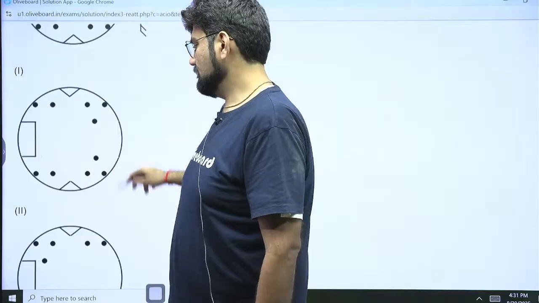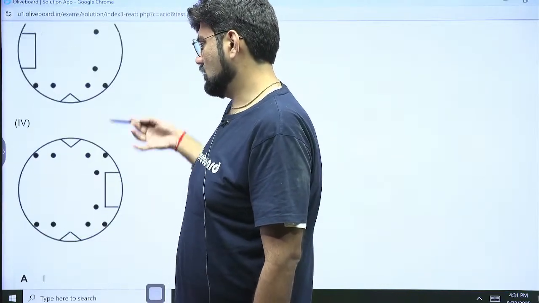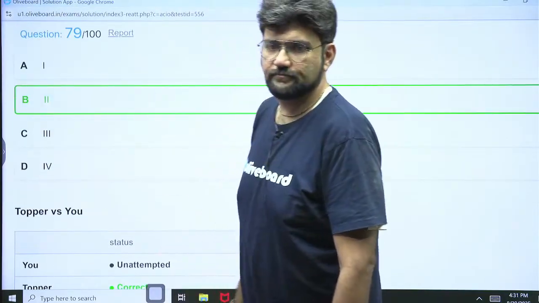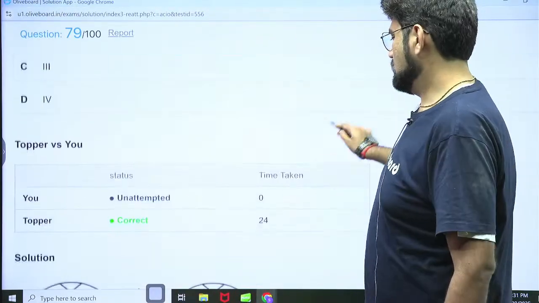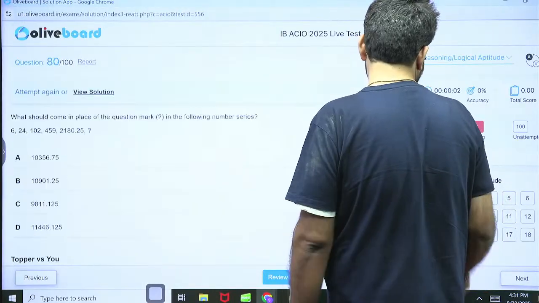Not in figure 1. It's here in figure 2. It's not in figure 3 also. Gone. Only figure 2 is my answer. Nothing else I have to observe. That's it. 2 elements. My answer is here. 24 seconds. Right? And the last question for today's session.